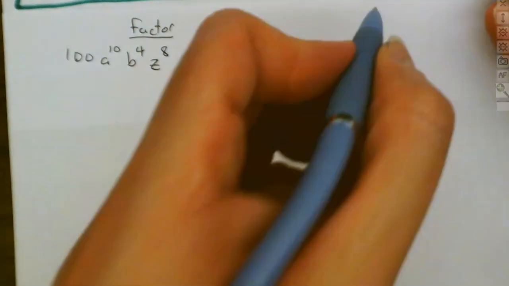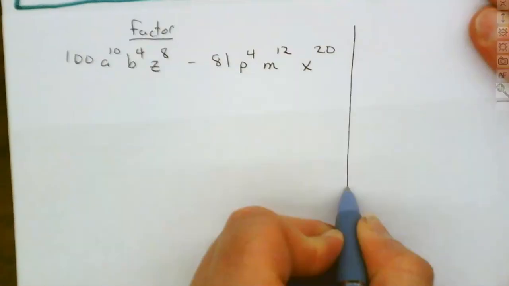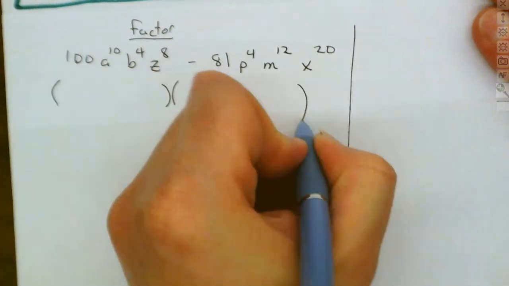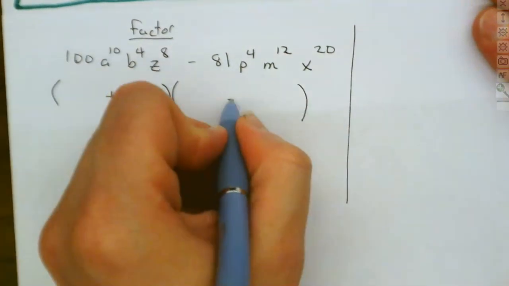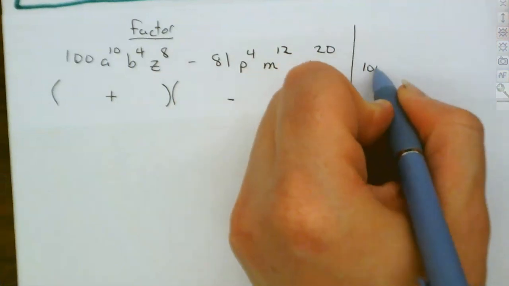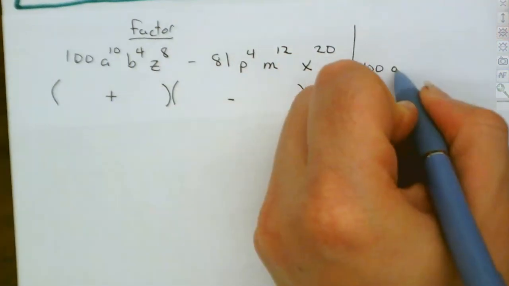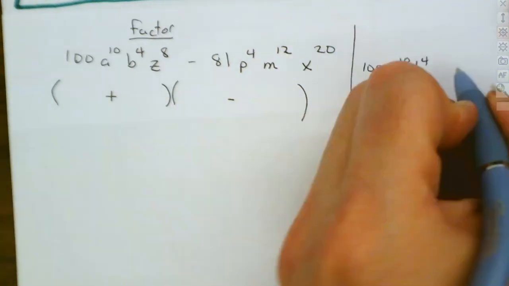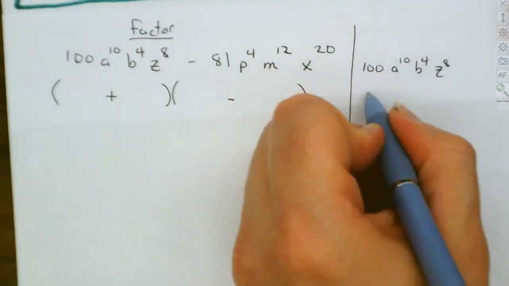So that's the main thing we look at, is we look at the powers and we make sure that they can be split in half. And we know we have all these squares to work with. And so let's work with our first one. We have 100, a to the 10th, b to the 4th, z to the 8th. Well, what is that going to factor into?